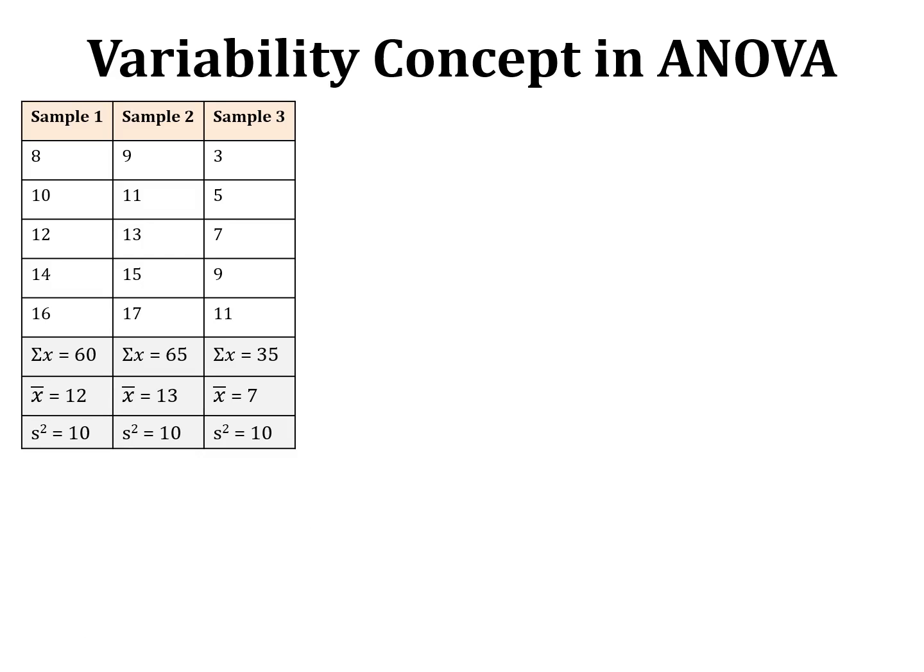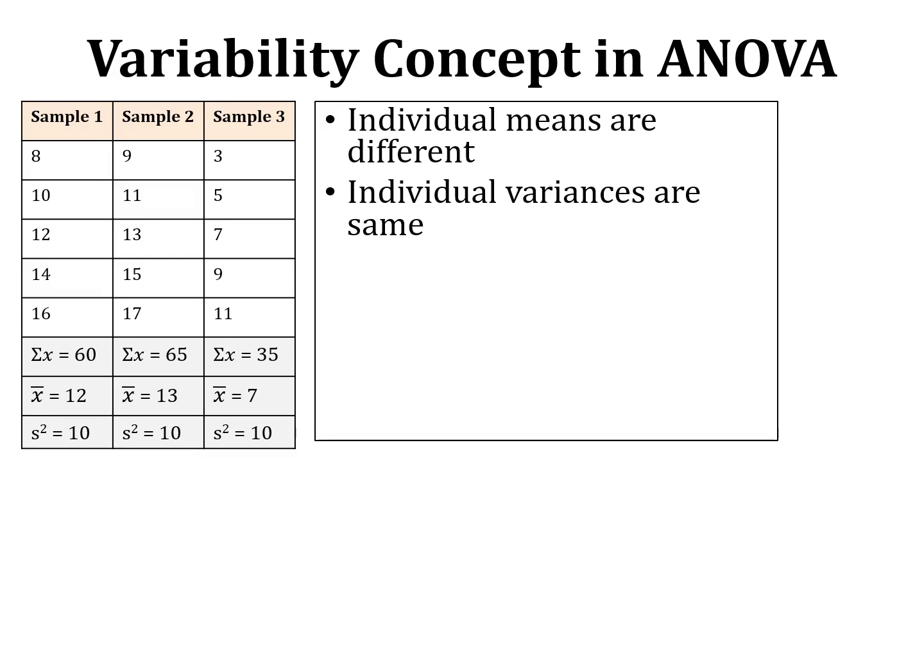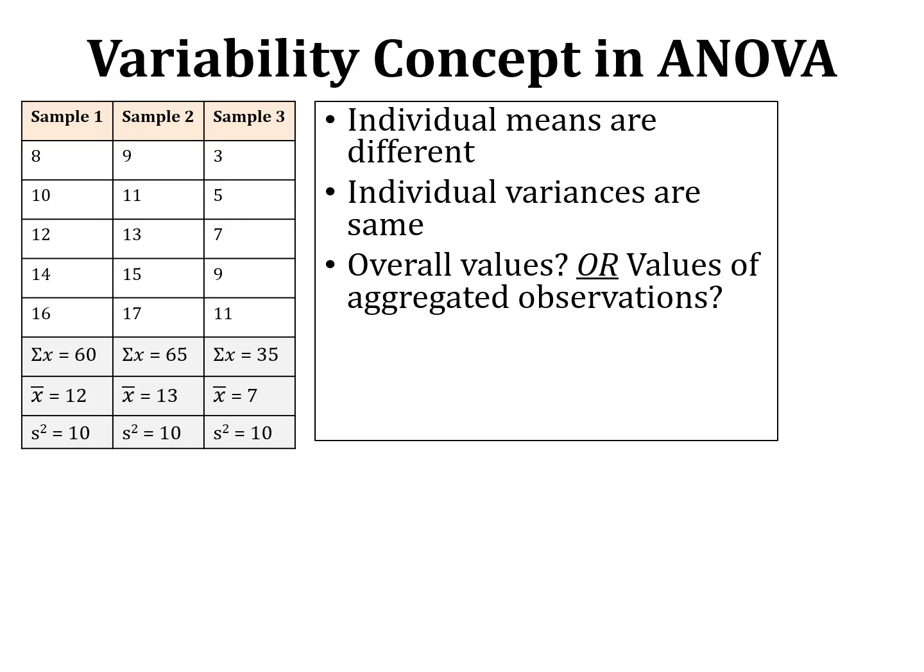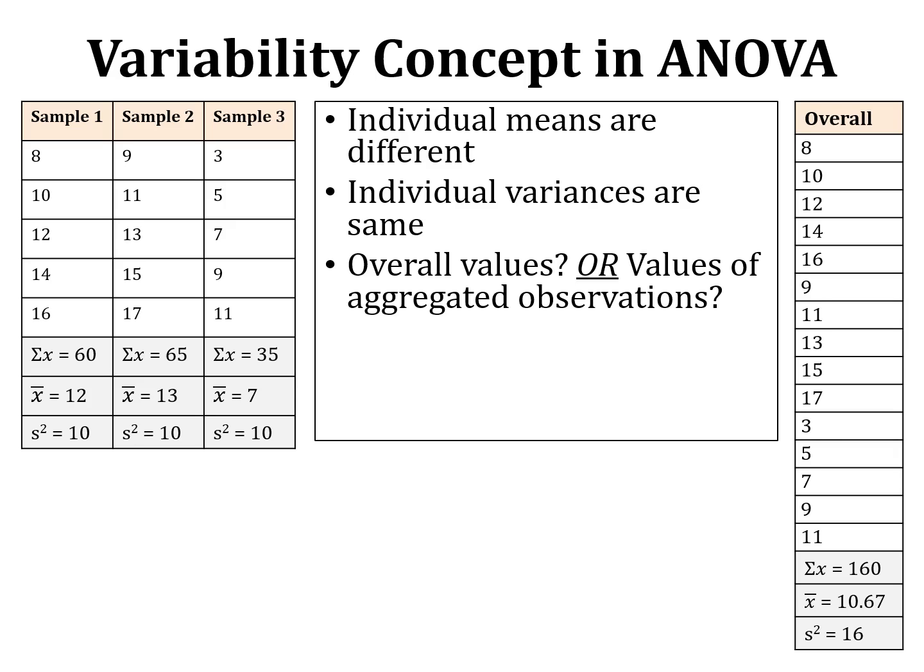So this is our example of the three samples, and as we saw, their individual means are different and their individual variances are the same, right? So this is the table in which all of the three samples are listed independently or individually. Now let's see their overall values, or the values of aggregated observations, that is, when we aggregate these three samples into a single column, what is the situation in that case. So this is the column that we have for the overall or the aggregated observations. In this case, all of the 15 observations are listed into a single column. And then their summation x values, their mean values, and variances are calculated.